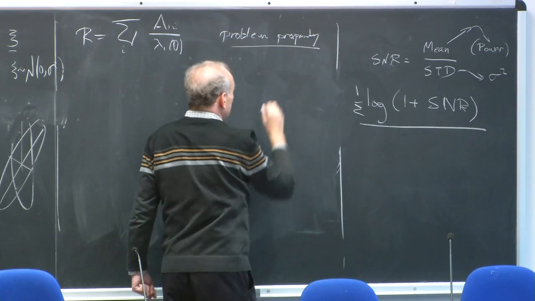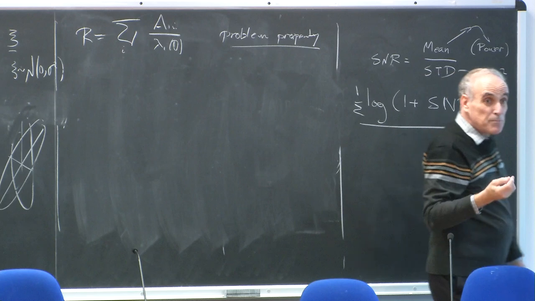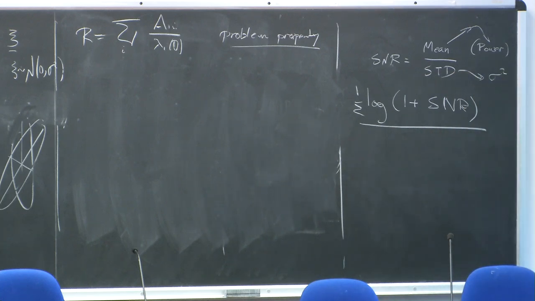So this is something which requires some explanation. It's not a property of the network. It's not a quantity of the network. It's a quantity of the problem I'm trying to learn. It's a property of the rule. Let's call it the rule.